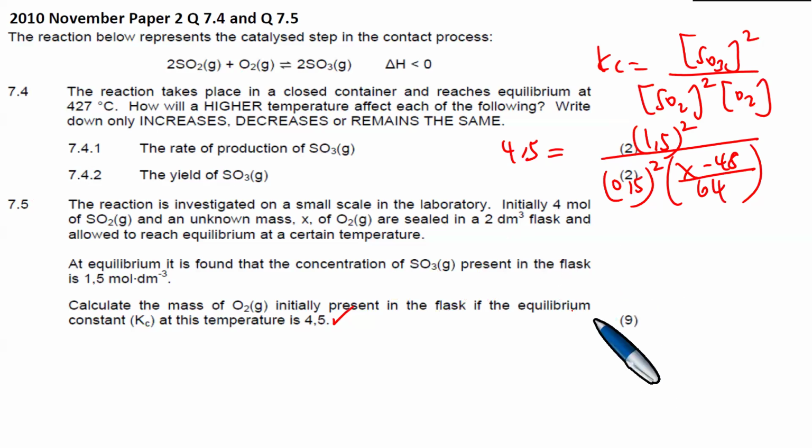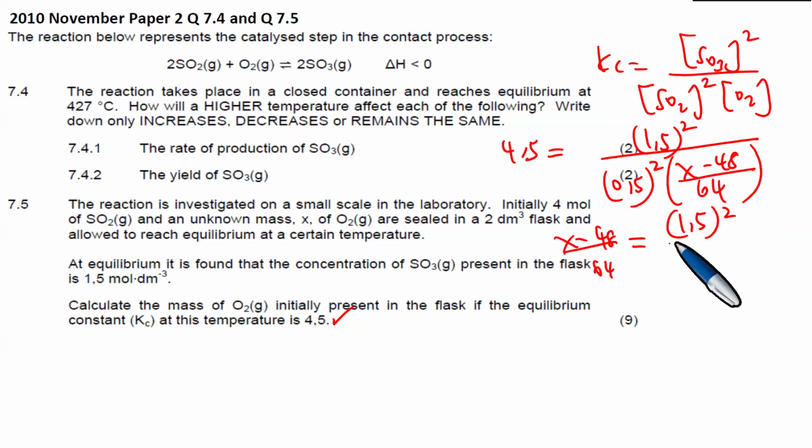Now we have this, and therefore we can just solve for x. How do you solve for x? We cross multiply to solve for x, which is (x minus 48) divided by 64 equals 1.5 squared, divided by 0.5 squared. 4.5 sits in the denominator, so it's going to come here, and this one is going to go there.